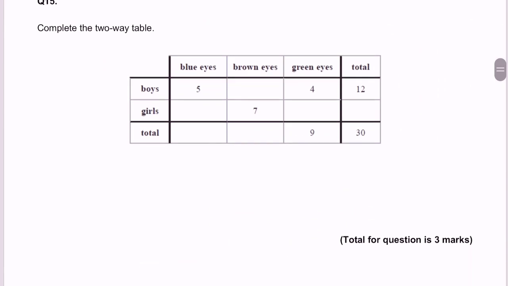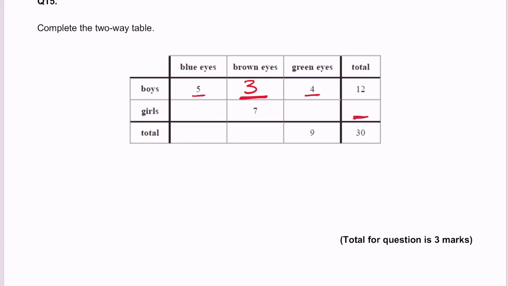Question 15, complete the two-way table. Now when it comes to a two-way table, always find the columns or rows which have only one missing. So we have this one here, one missing, so we can add 5 and 4 together, 9, take away from 12. So 12 take away 9 is 3. Small numbers, you can do them in your head, but always double check your answer though.